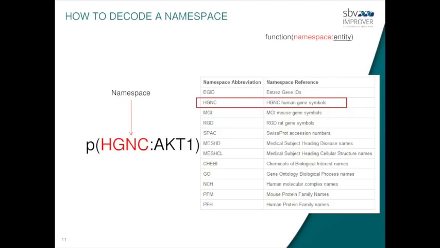And then further, how to decode a specific namespace term. There are multiple namespaces that are used throughout the NBC networks, and one example here is the HGNC database. This database represents the collection of human gene symbols that in most cases will capture the entity that you're interested in reviewing or adding to the network. Again, this example, AKT1, is of course captured in the HGNC database.